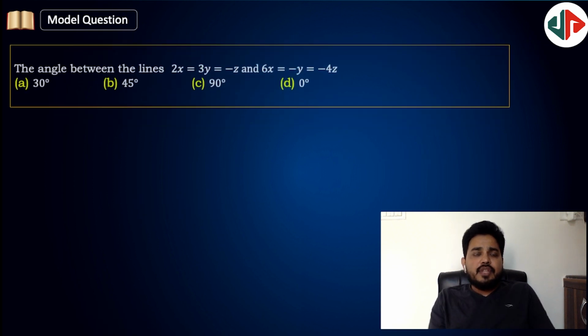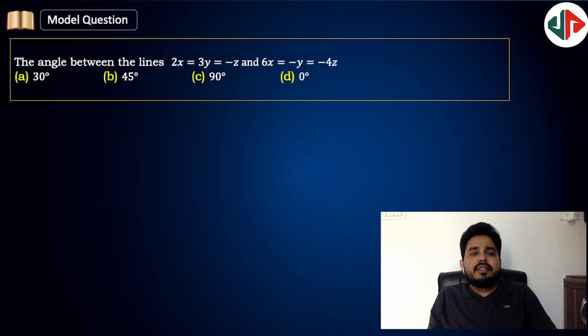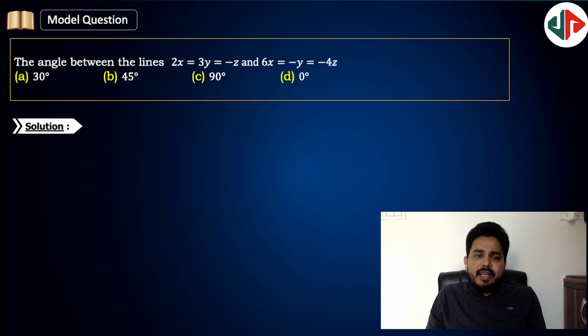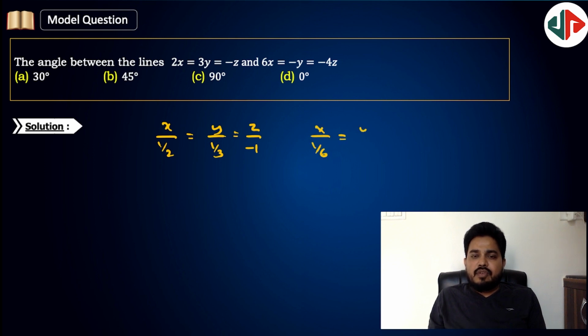Moving to the next question, the angle between these lines. What will be the DRs we are going to write? Because this equation is x by 1 by 2 is equal to y by 1 by 3 is equal to z by minus 1. This is x by 1 by 6 is equal to y by minus 1 is equal to z by minus 1 by 4.